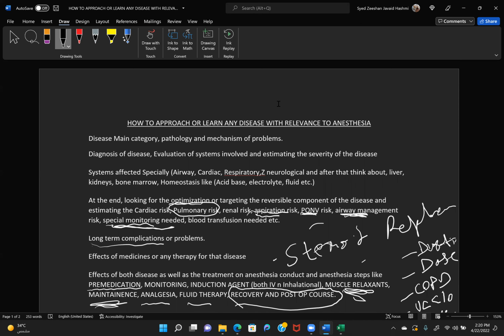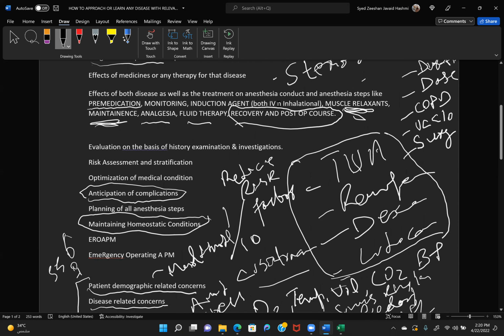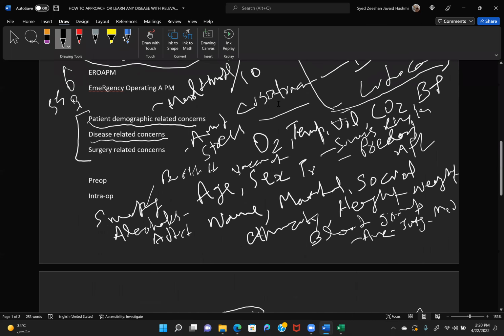Then you will correlate with the surgical urgency, how urgent the surgery is. You will correlate the surgical concerns and medical concerns, and then make a plan according to the condition of the patient, looking at all the steps: optimization, pre-medication, induction plan, monitoring plan, muscle relaxant plan, maintenance and inhalational anesthesia plan, then multimodal analgesia, fluid therapy, and recovery. This is how you should be targeting any topic.